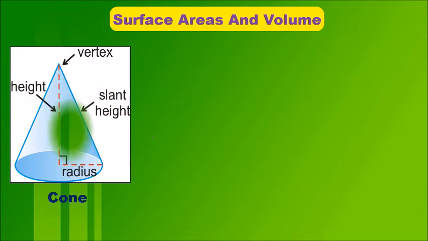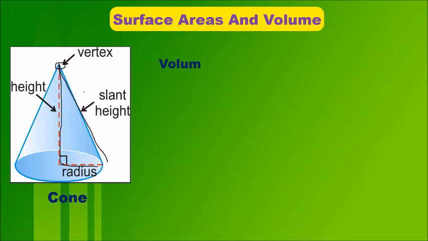Now the next geometrical shape is cone. Here this apex is termed as vertex of the cone. This perpendicular line to the radius is termed as the height of the cone. This is termed as the radius, while this slant line is termed as slant height of the cone. The radius of the cone can be represented with r, height of the cone can be represented with h, while the slant height of the cone is represented with L.